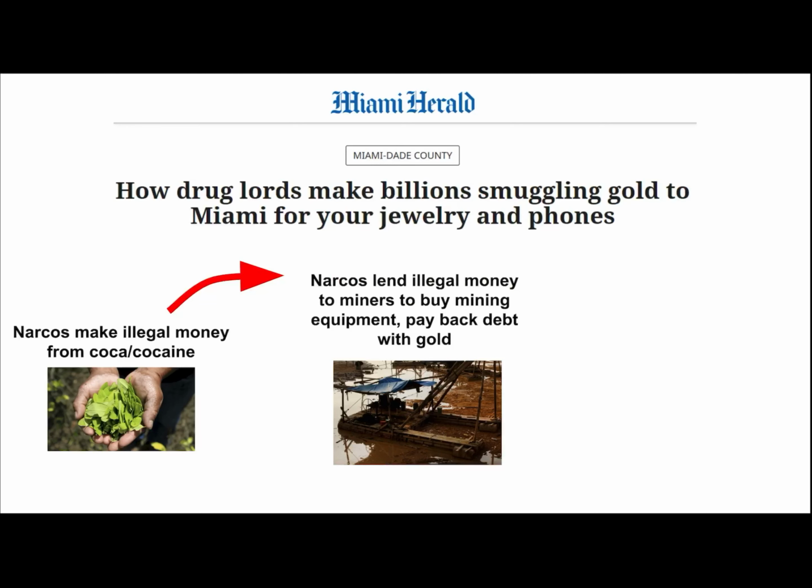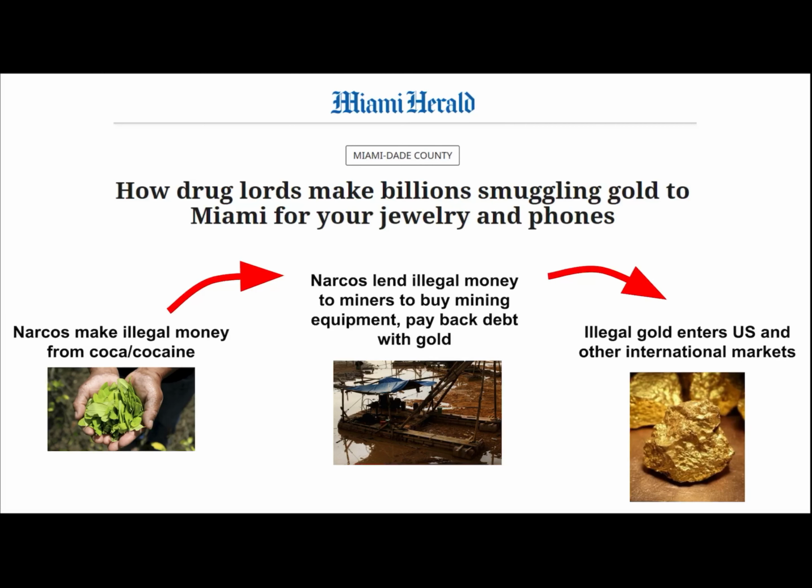And so to do that, they oftentimes lend the money to people who would like to buy mining equipment. Once they have that money, they buy mining equipment, and they'll pay back that debt with gold. So once they collect that gold, they then give that gold to the narcos to pay for the mining equipment. So the narcos have just transformed their illegal money into something that's easier to move around, and it's a more ubiquitous value. Gold is valuable all over the world.